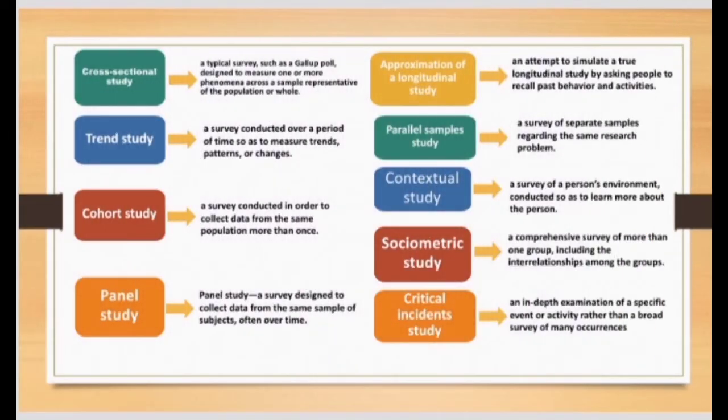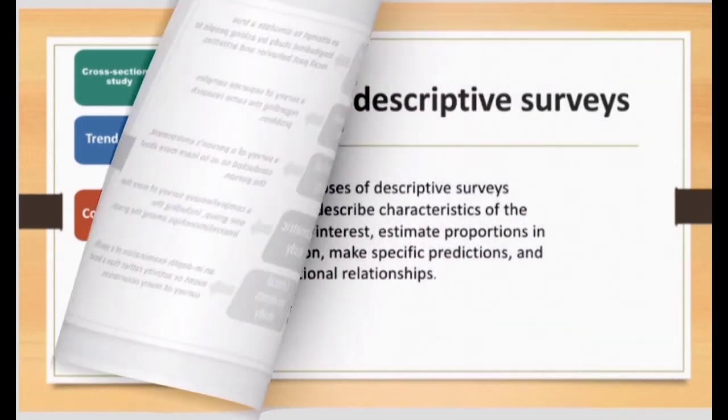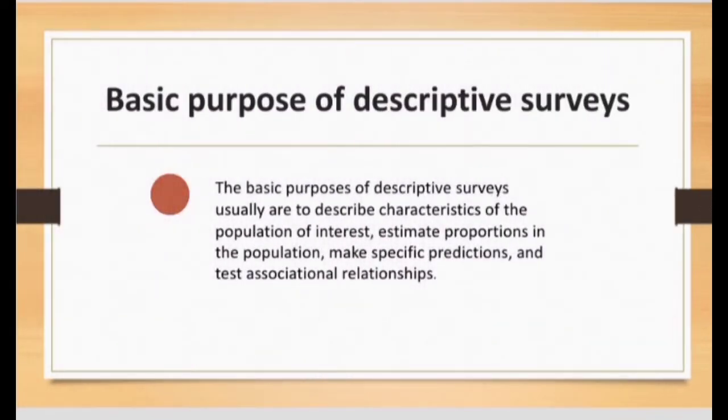There are types of survey research that include cross-sectional study, trend study, cohort study, panel study, approximation of a longitudinal study, parallel sample study, contextual study, sociometric study, and the last one is critical incident study. So let's move on to the major purpose of descriptive surveys. The basic purposes of descriptive surveys usually are to describe characteristics of the population of interest, estimate proportions in the population, make specific predictions, and test associational relationships.